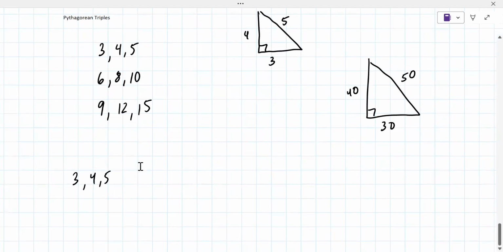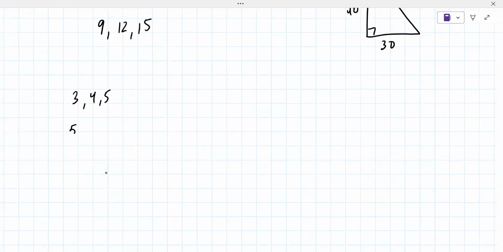There's an infinite number of other ones. The next most common one is 5, 12, 13. And then you can do any multiple of this. It's not just that it gets bigger, it could get smaller. For example, it could be 5/7, 12/7, and 13/7, which I know is weird, but that is allowed as well. You could multiply or divide.